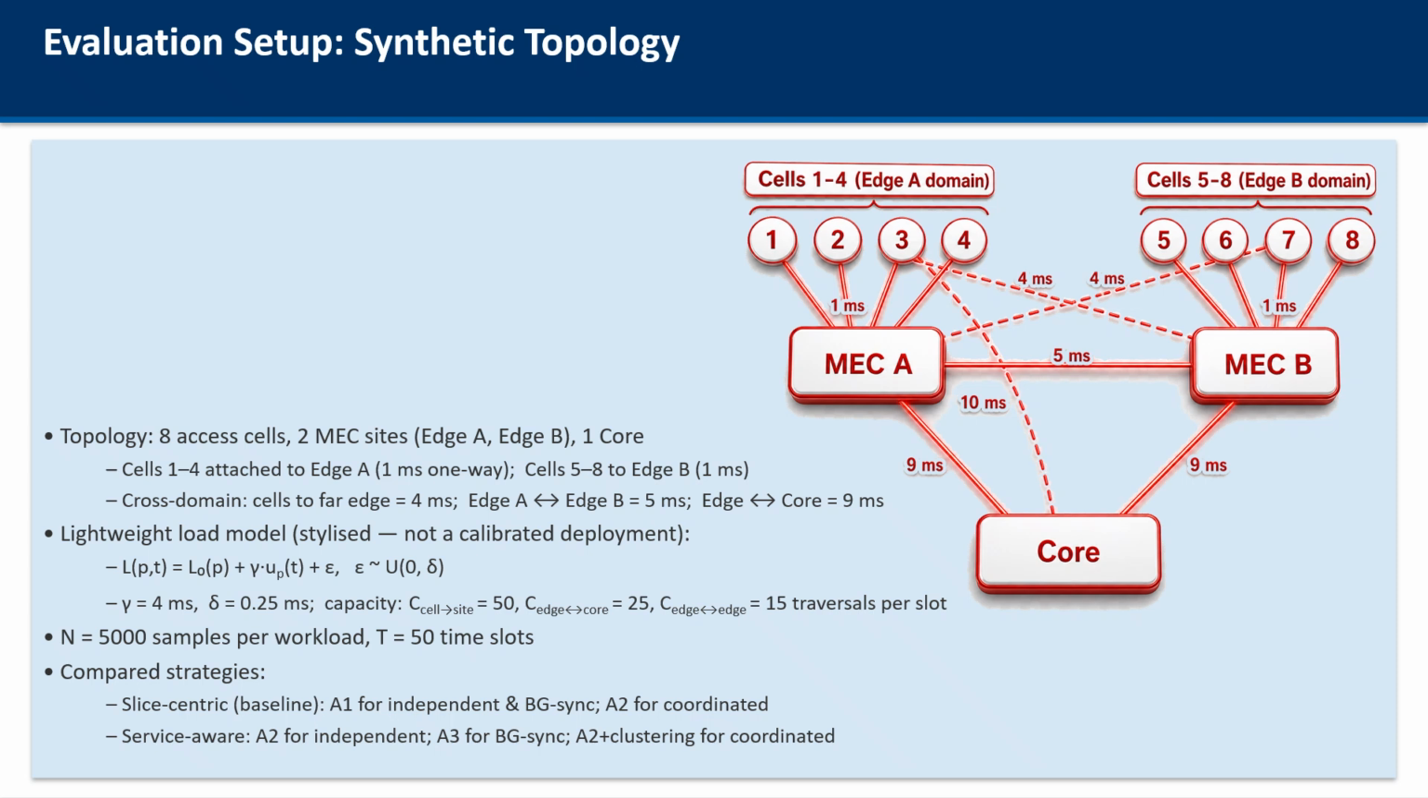The baseline slice-centric strategy uses archetype A1, core-hosted, for independent and background synchronized workloads, and A2 for coordinated workloads. The service-aware strategy uses A2 for independent, A3 for background synchronized, and A2 with proxy clustering for coordinated services. I want to emphasize that this topology is intentionally stylized. The goal is to illustrate structural effects, not to reproduce a specific deployment.